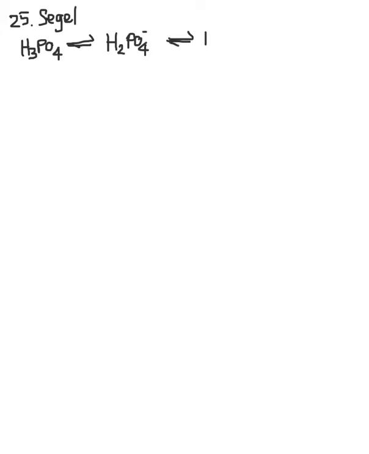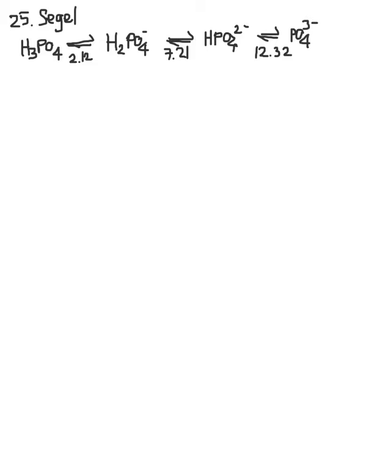And then HPO4 2 minus, and eventually it loses all the protons and becomes PO4 3 minus. Each of these steps happens at a certain pH, which refers to 3 different pKa values. The first pKa is 2.12, the second pKa is 7.21, and the last pKa is 12.32.